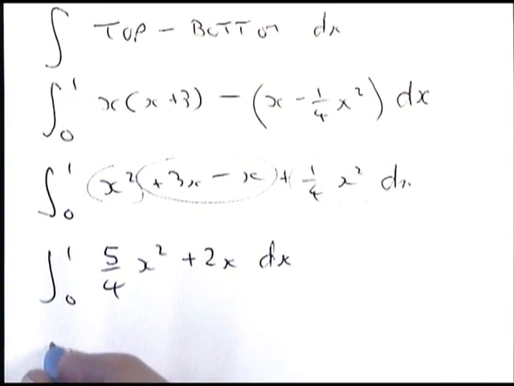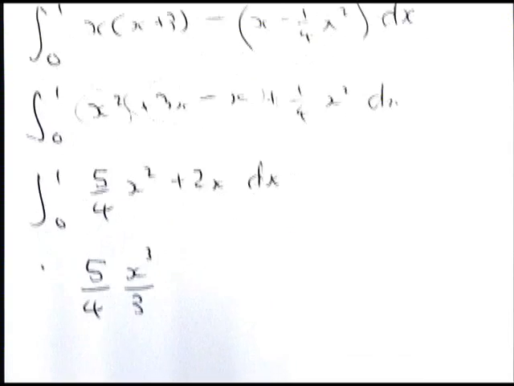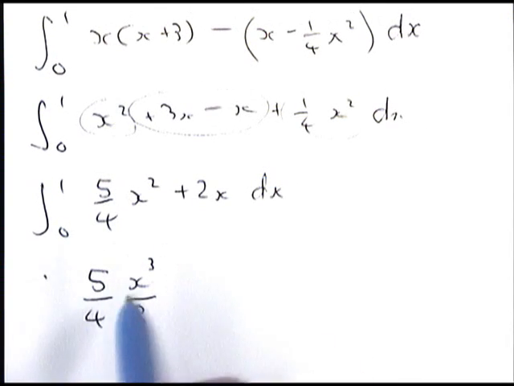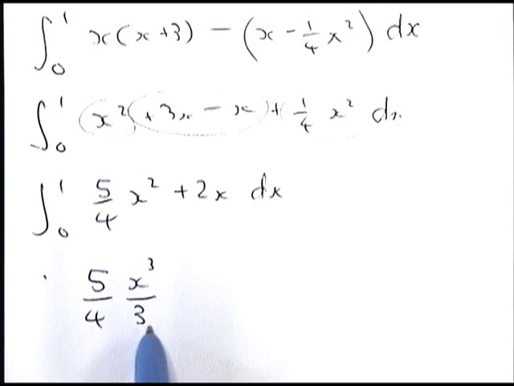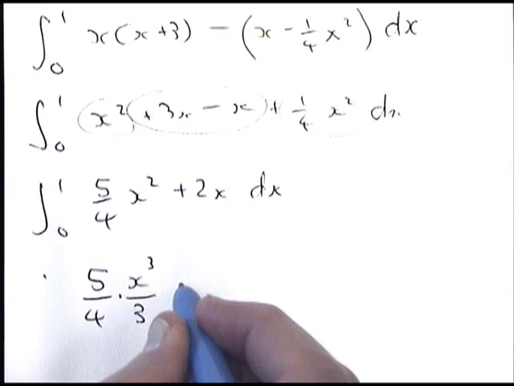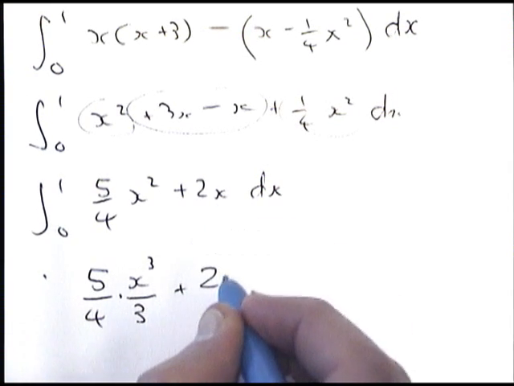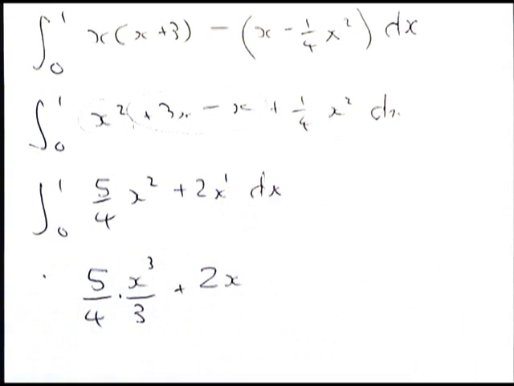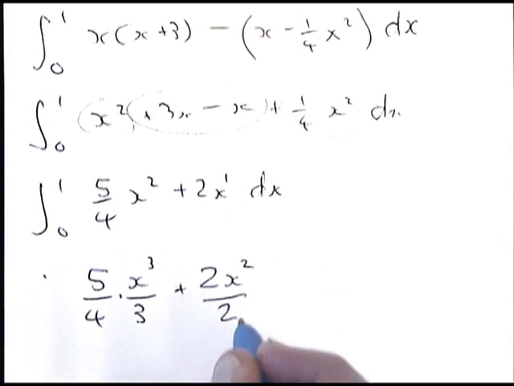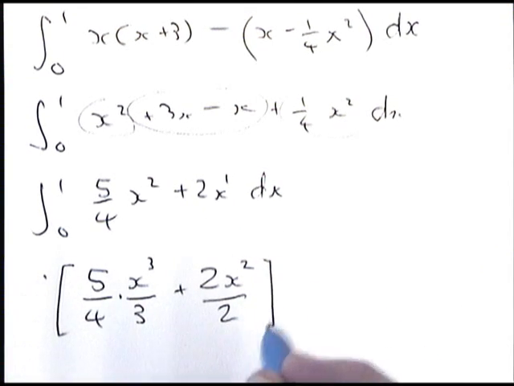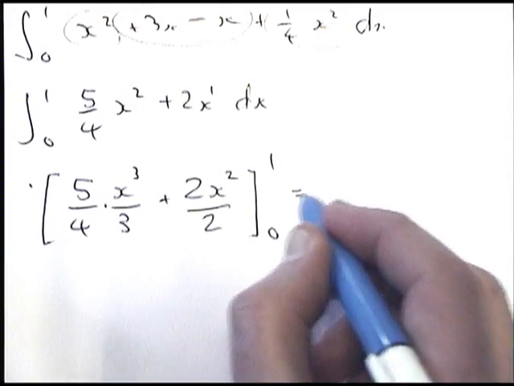When I integrate, I add 1 to the power and I divide by the new power. So when I integrate 5 over 4 x squared, I'm going to get 5x cubed over 12. And put a multiplying sign or a dot there to show they're being multiplied together. When I integrate 2x, I add 1 to the power. And think of there's a 1 there already. Add 1 to the power, divide by the new power. Put it in the rectangular brackets to show it's been integrated, but I still need to put these limits of 0 and 1 in.